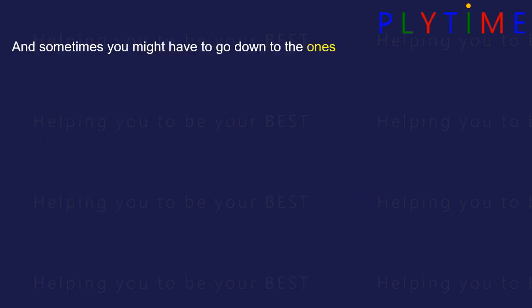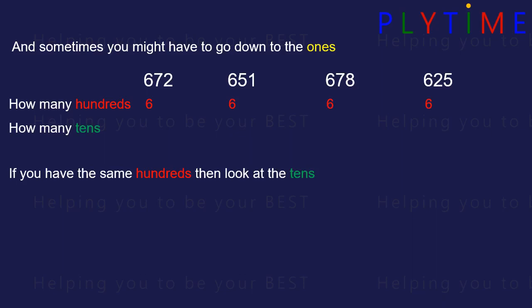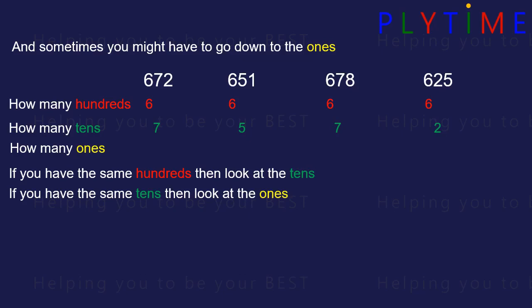Sometimes you might have to go down to the ones. Let's order these. How many hundreds? They all have 6 hundreds. Let's look at the tens. We have 70, 50, 70 and 20. We've got 2 with 70, so we need to look at the ones on those 2. We have 2 in 672 and 8 in 678.